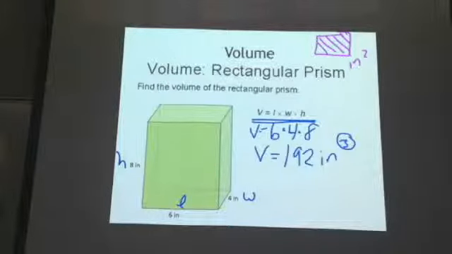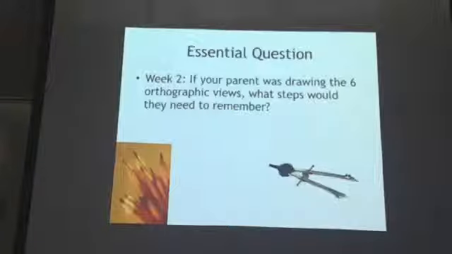So that finishes up our lesson for today. Reminder of your essential question. If your parent was drawing the 6 orthographic views, what steps would they need to remember? So what special things do you have to add to your pictures? Something special we had to add to our pictures. So that's your essential question for the day.